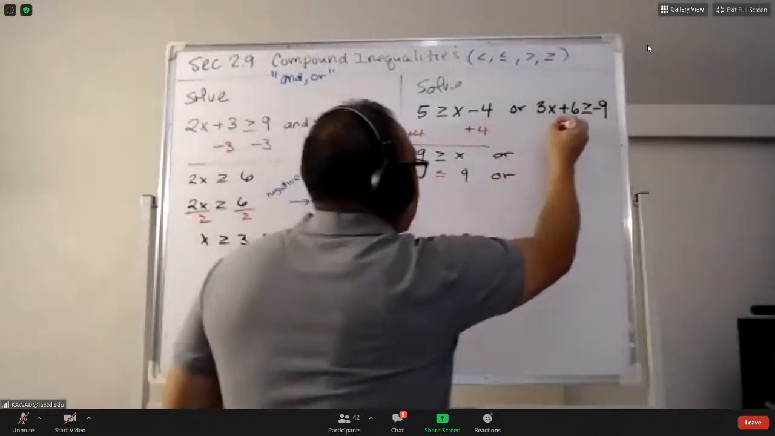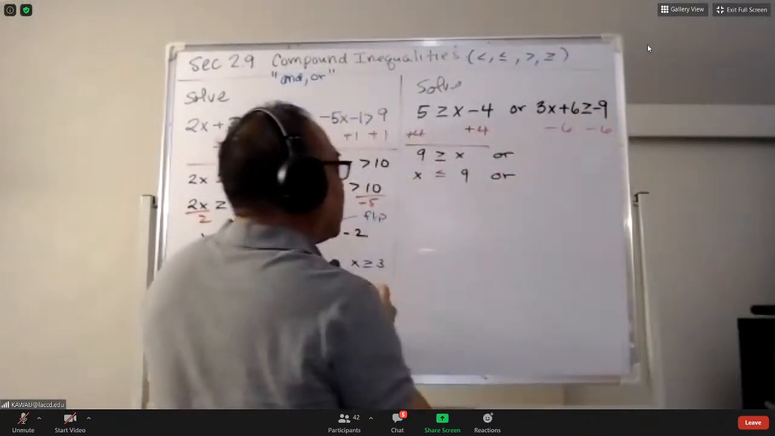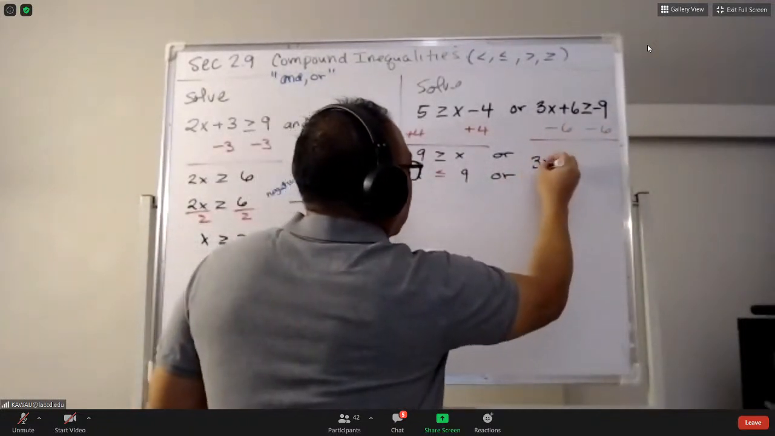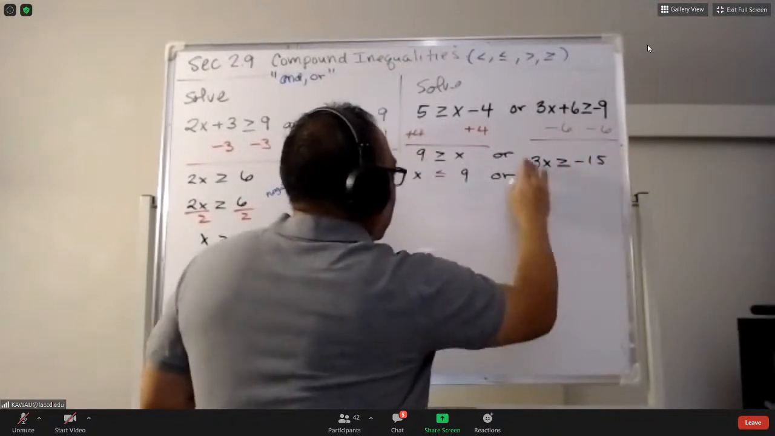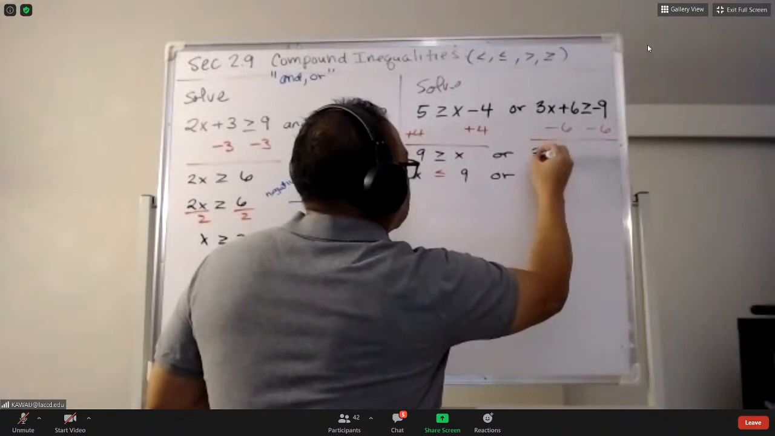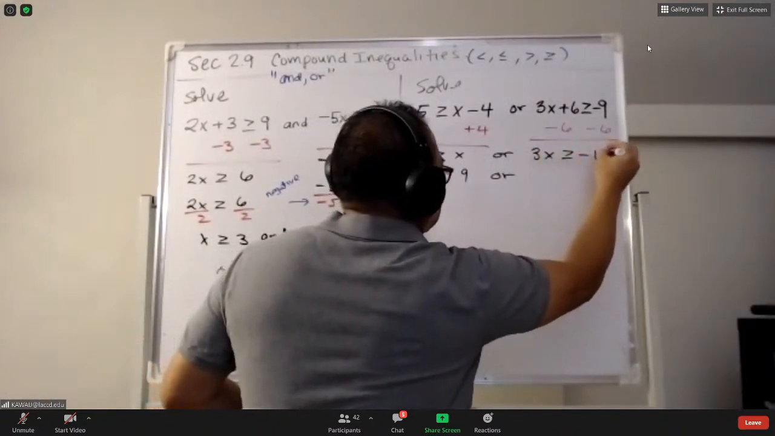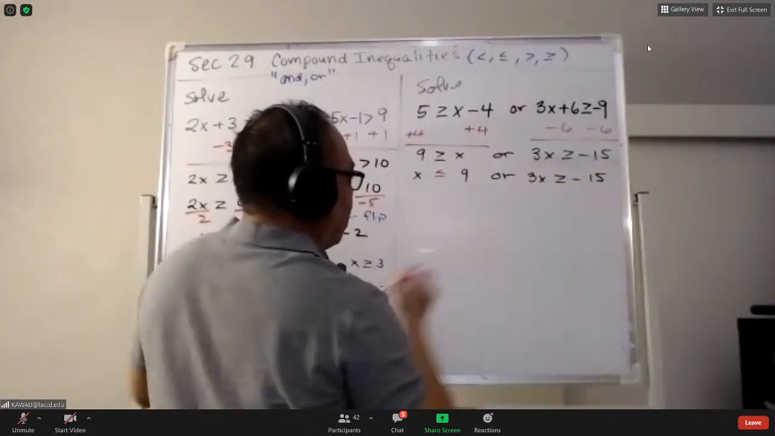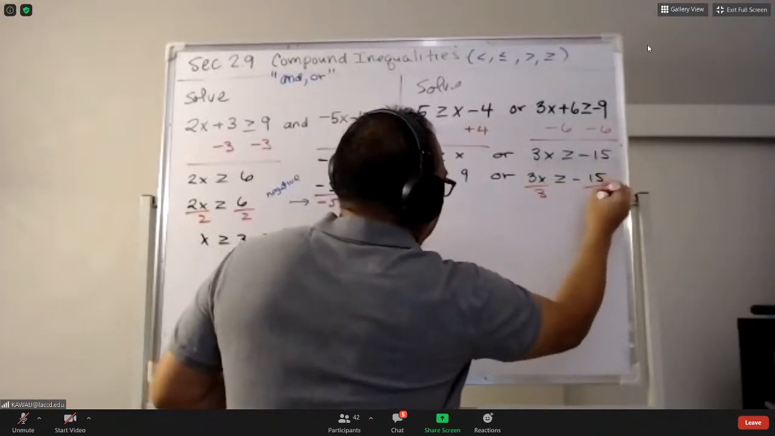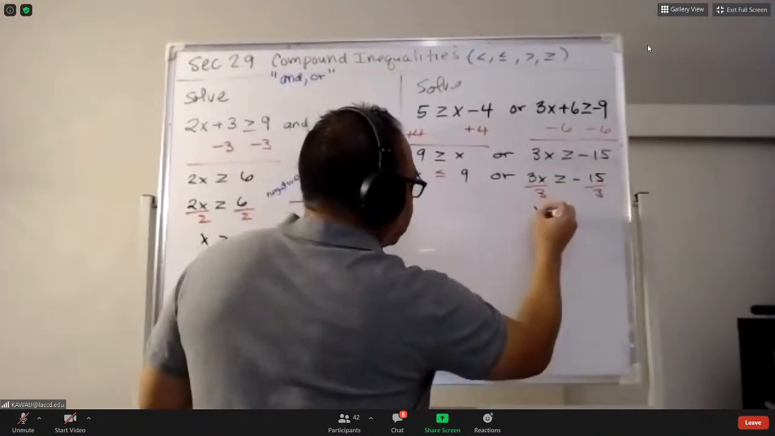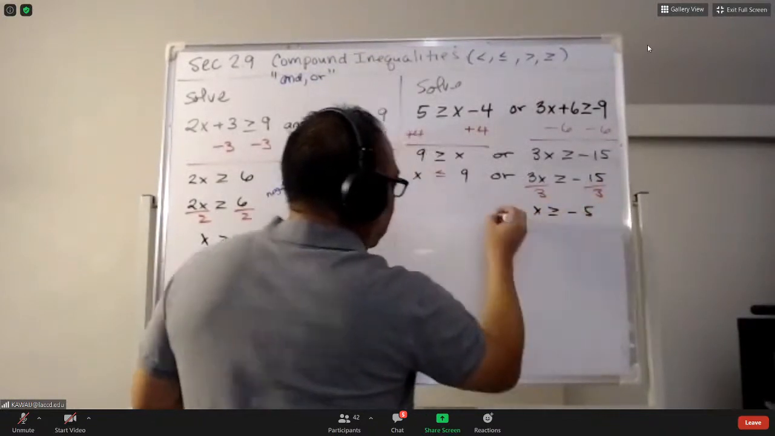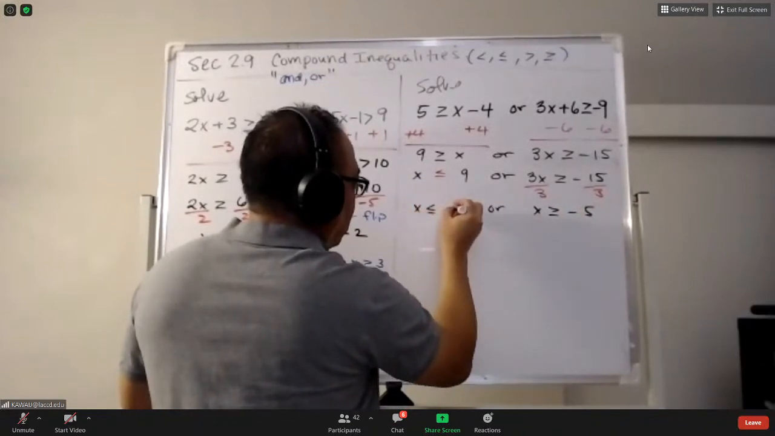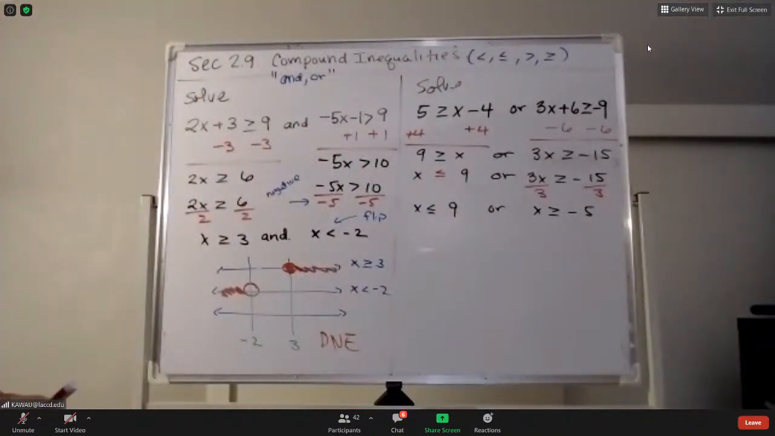Okay, so now this one is minus 6, minus 6. Now, since we're dividing by a positive, we don't flip that. So go ahead and do that problem.